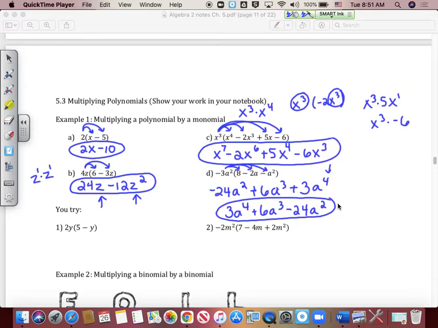So if you could please pause the video and try these next two problems and then press play when you're done.